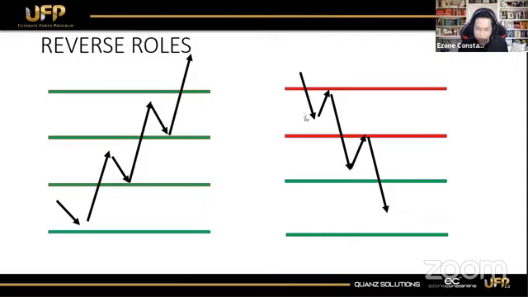Okay, bila you nampak macam ni, support bertukar ganti menjadi kawasan rintangan, setiap kali ada percubaan nak dekat kawasan rintangan semula macam ni, you masuk sell short dekat sini. Peluang you masuk lebih tinggi, risiko lebih rendah. Okay, siapa trading forex ni, this is what we call sell on reversal. You sell right here when it retests back the resistance level.